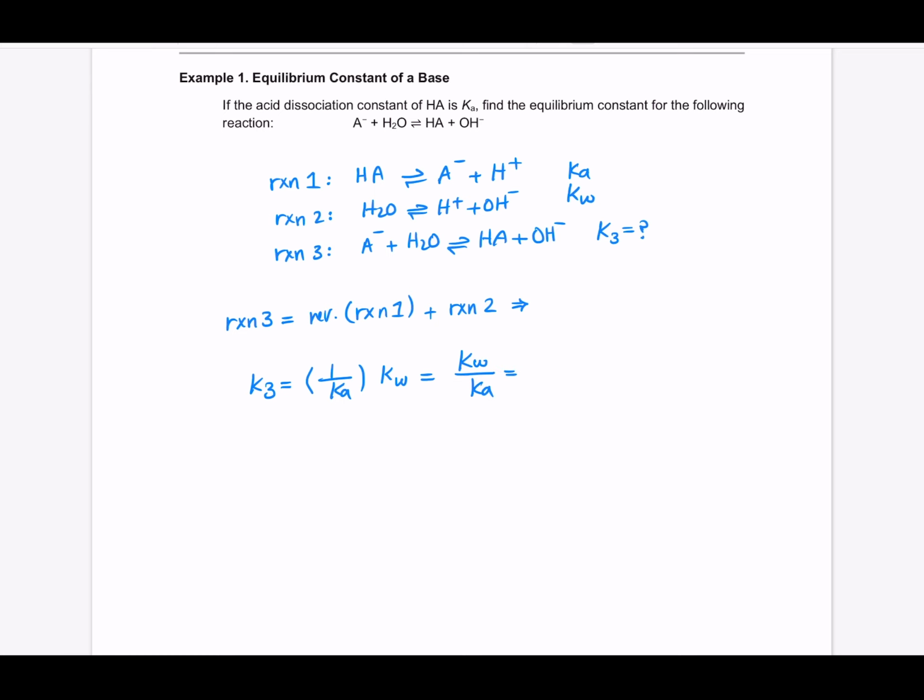which we call the dissociation constant of the base, Kb. And that's basically how A and B, or dissociation constant of acid and base, are related. The product of the two is always Kw. And this is basically the conjugate base of that HA.